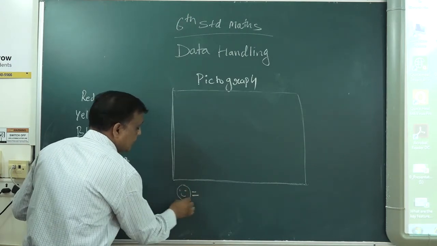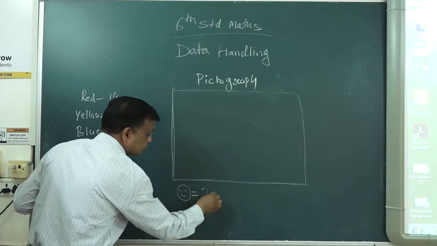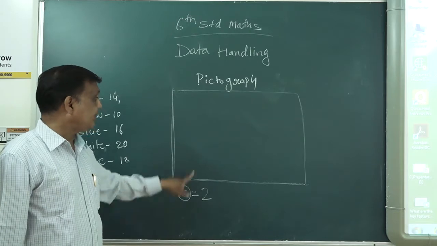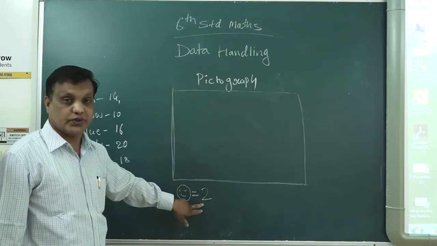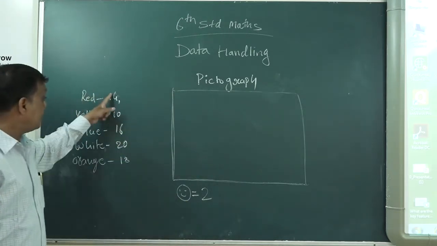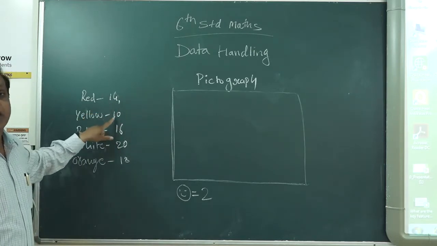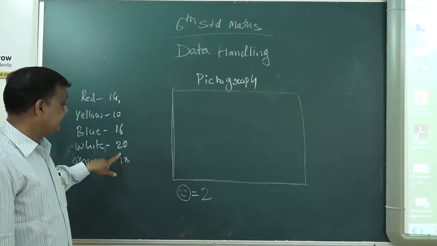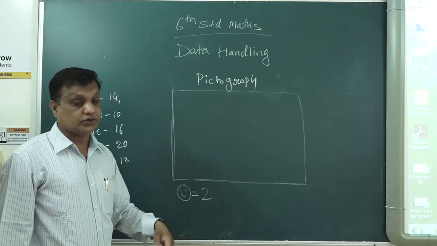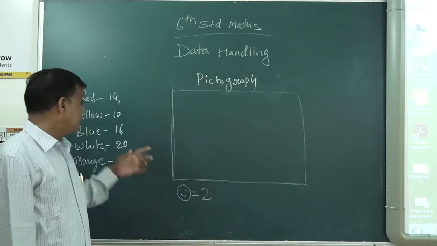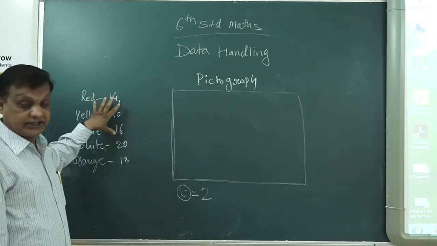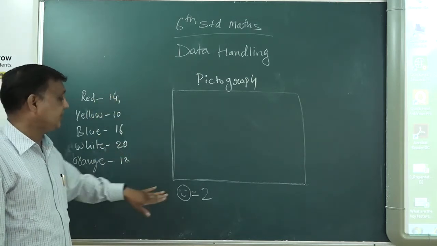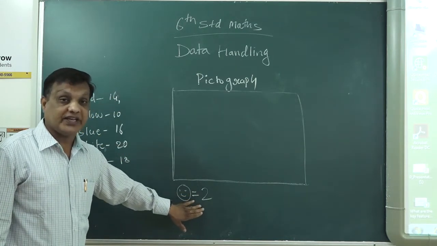So here one face is equal to, suppose I take, 2. One face I take as 2. So it means that if I draw one face, it's equal to 2 students. You can take anything. Here I took all even numbers because it is a beginning. You can take odd numbers also, even numbers also, anything you take, depending on the question they give. Since I gave an even number, I took 2. So one face is equal to 2.